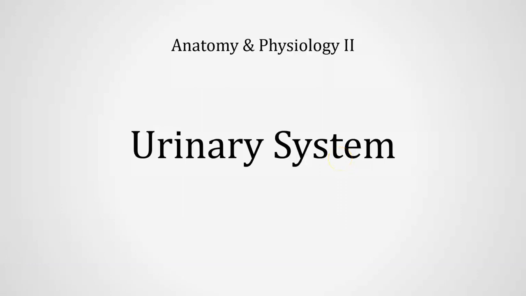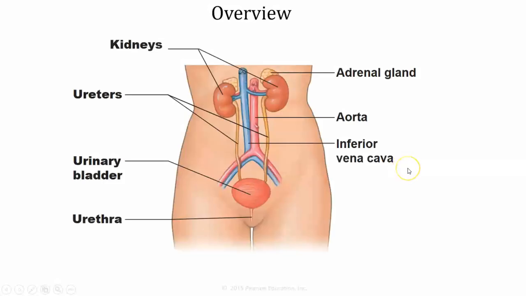Hi everyone, we're looking at the urinary system in this lecture. And to begin, a quick overview of the structures that you'll see in the urinary system. There are the kidneys, the urinary bladder, and how it works is that urine is going to be made in the kidneys and then it will collect into this tube which is known as the ureter.